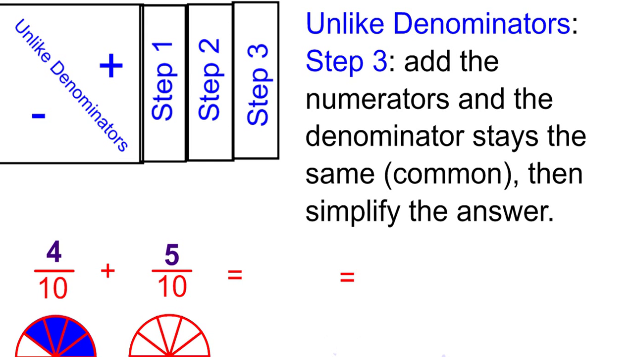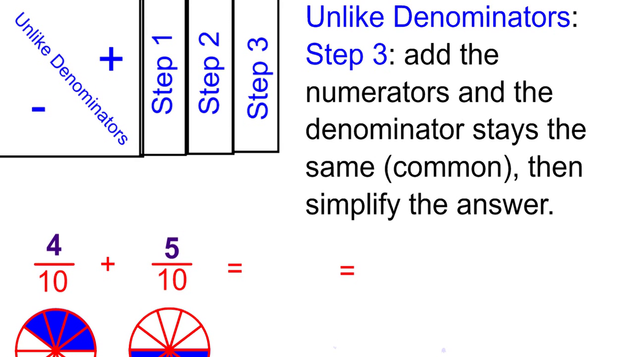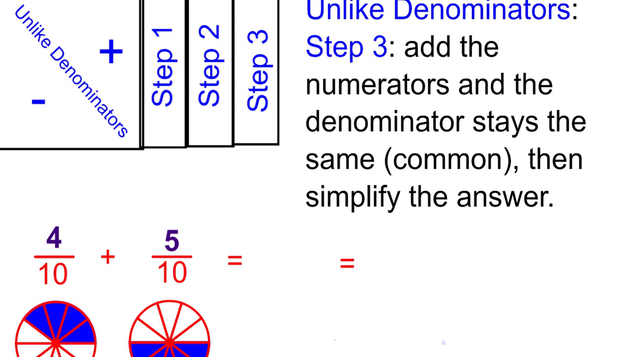Next step. The next thing that we're going to do is add the numerators and the denominator stays the same. So it's almost like when you're adding like fractions with like denominators. As a matter of fact, it's exactly like that. Then we want to simplify our answer. Don't forget to simplify.